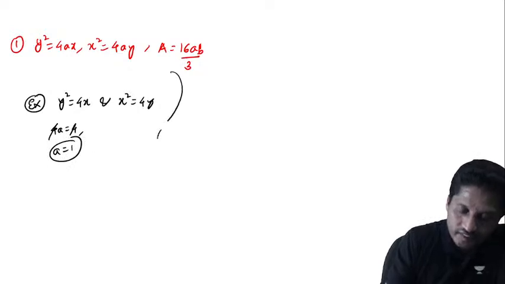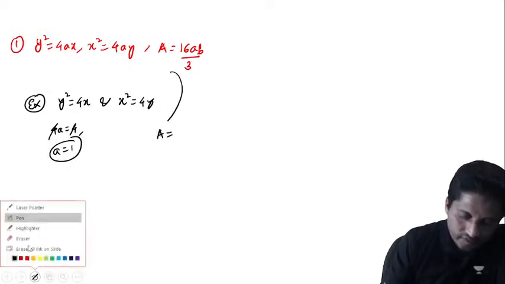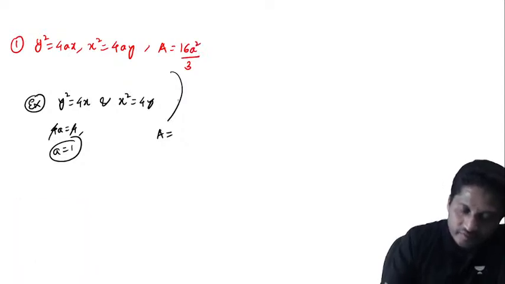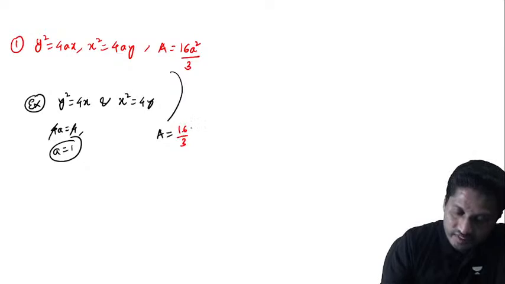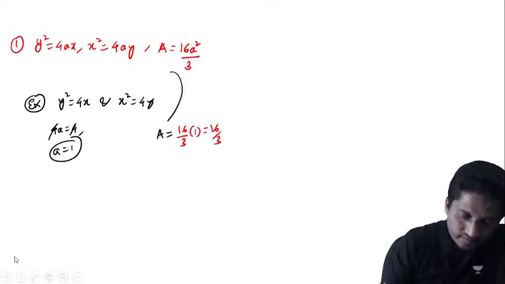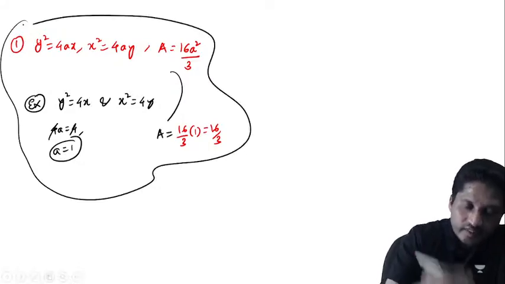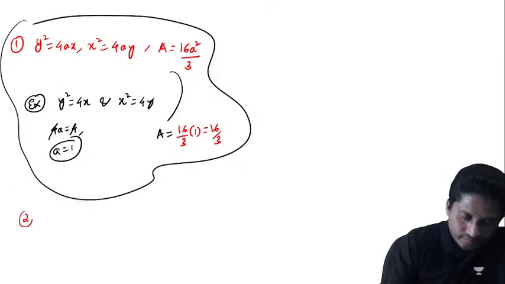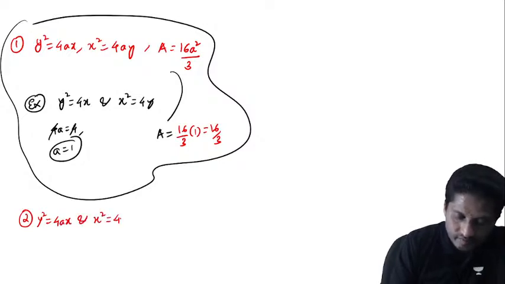Now if I substitute here, y square is equal to 4ax, x square is equal to 4ay. Area will be equal to 16a square by 3. So this is 16 by 3. Anyways, a is 1. Answer will be equal to 16 by 3. So remember this result. Similarly, if y square is equal to 4ax and x square is equal to 4by, both the values of a and b are different, then area will be equal to 16ab by 3.